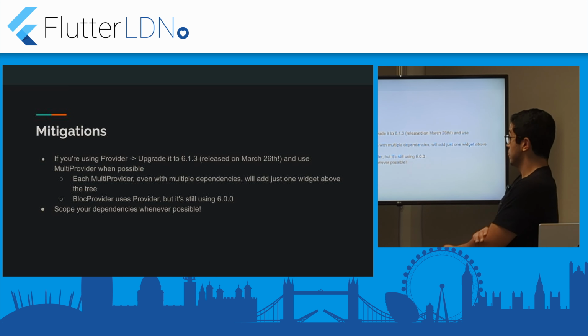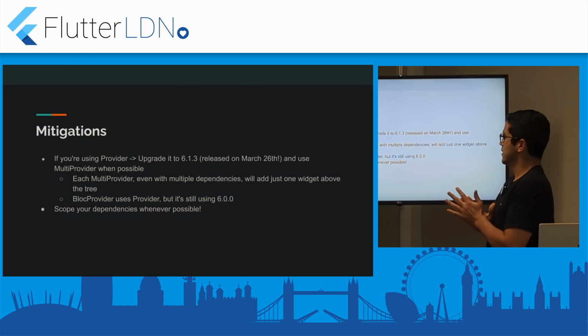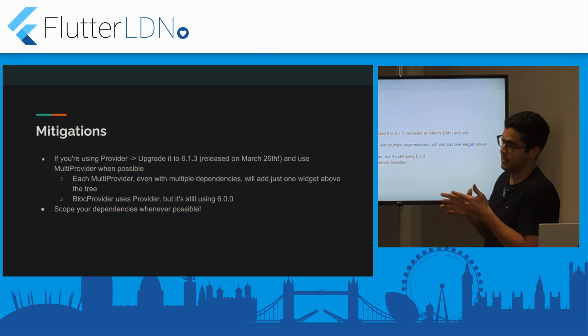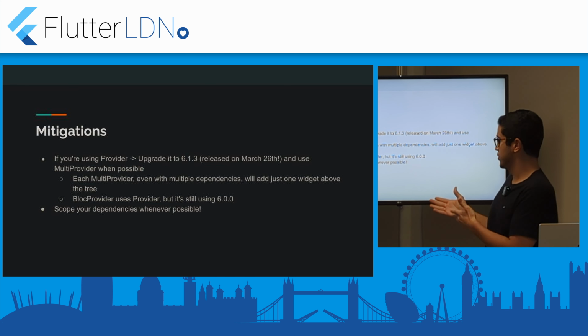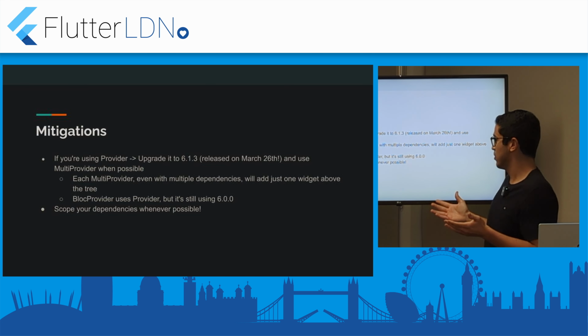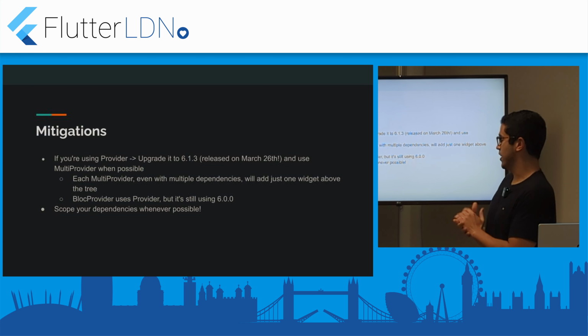Another thing which is very important is scoping your dependencies whenever possible. That's a good practice, not only because of this problem, but in general. If you have state that can be scoped, that can live within part of your widget tree, within part of your app, please do. In our app, for example, when we had this problem, most of our dependencies were global, which is not very good, but yeah, it was like this. And that's one of the reasons why we saw this problem. Our app has grown a lot, we had multiple dependencies. So yes, scope your dependencies whenever possible.